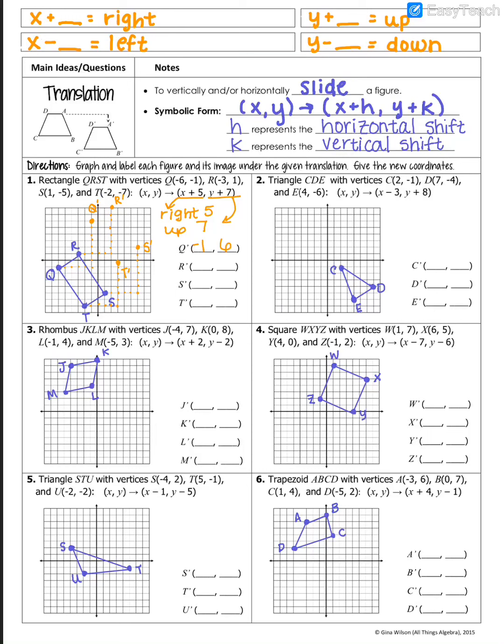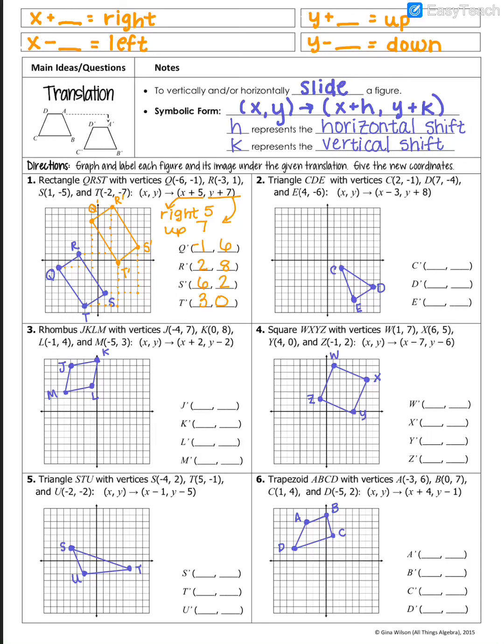Okay, and then we're going to connect our dots. Okay, so we have Q prime. R prime is going to be this spot (2, 8). S prime is (6, 2). And T prime is (3, 0).